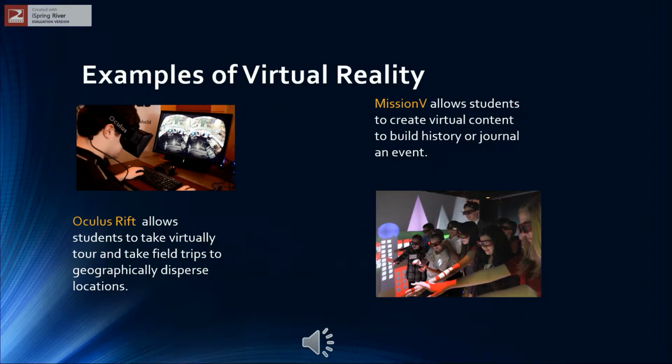Students may participate in a variety of virtual tours using Oculus Rift. They may travel to the Smithsonian Museum or to other parts of the world, immersed in adventures that would otherwise not be possible. Mission V allows students to create virtual content using geometric tools to build a virtual world of science experiments, personal histories, or their own museums.